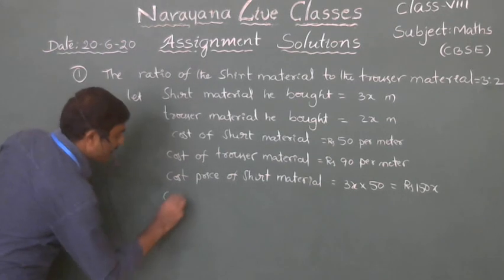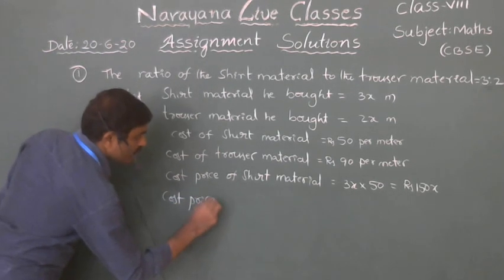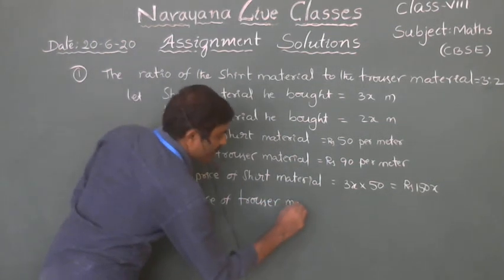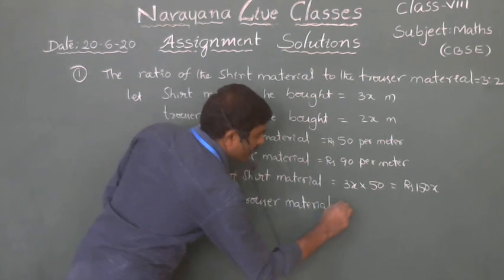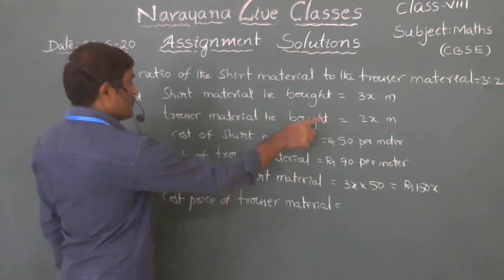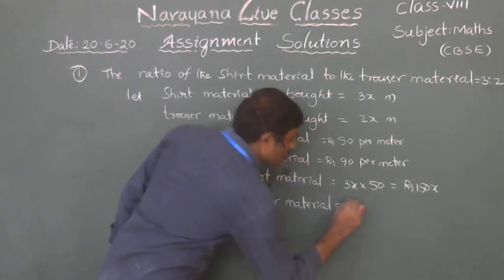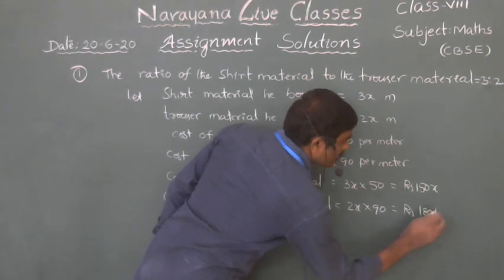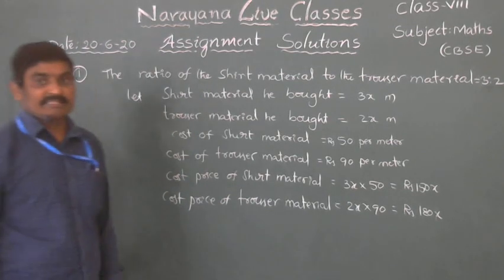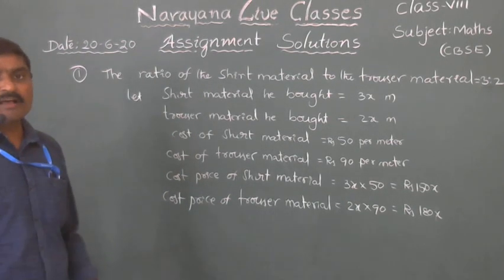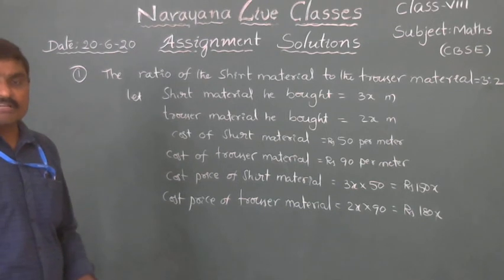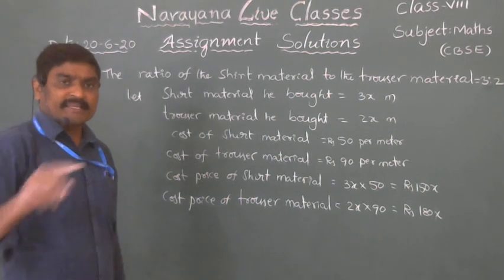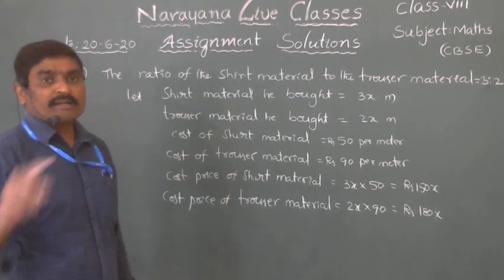Now cost price of the trouser material. Meter cost is 90 rupees. He bought 2x meters. So 2x into 90 is equal to 180x rupees. That is the cost price of the trouser material. He gets 12% profit on the shirt material and 10% profit on the trouser material.